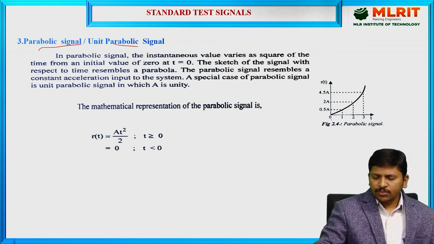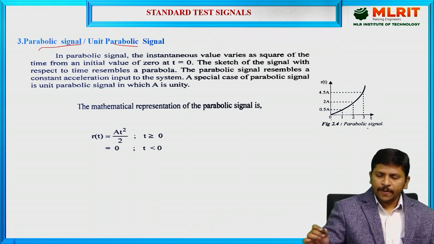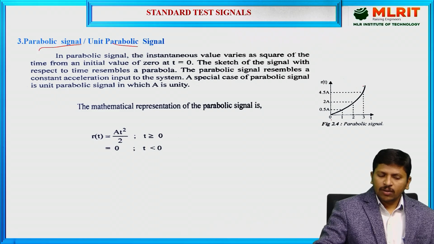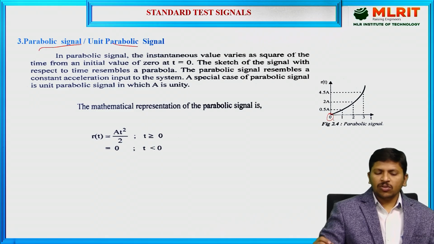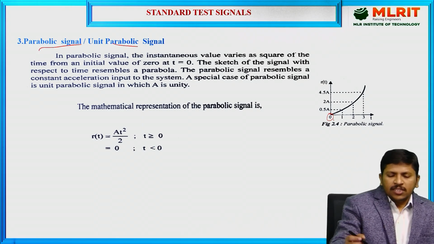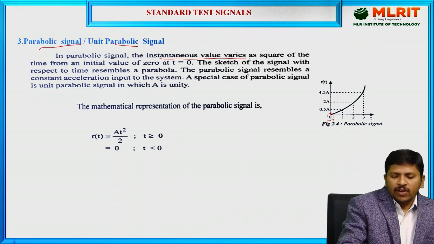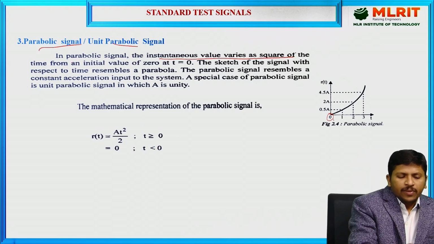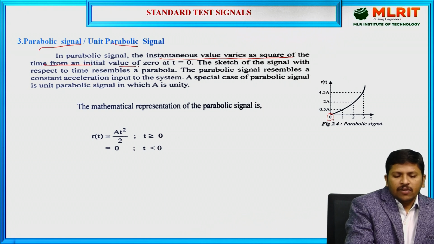So here observe 0, 1, 2, 3, and so on, t equals to 0, t equals to 1, 2, 3, and so on. The instantaneous values are going to be the square of the time, from an initial value 0 at t equals to 0. This is known as the parabolic signal.